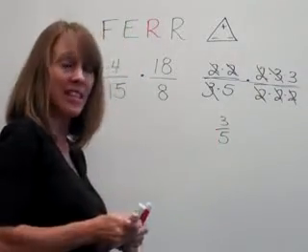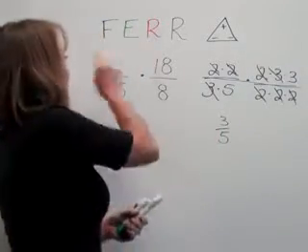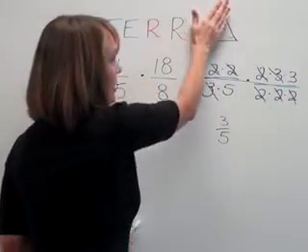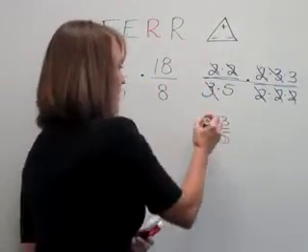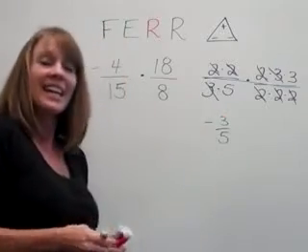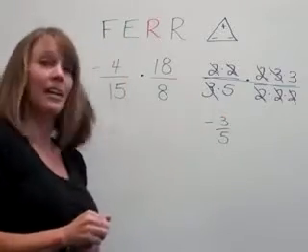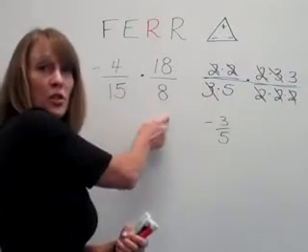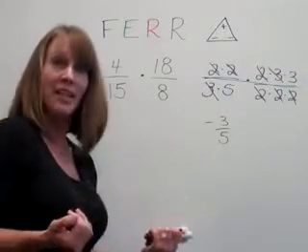The last thing we haven't done is deal with our signs. We have a negative times a positive, so that means my answer is going to be a negative. And we're done. It is exactly like the previous night's homework, except now we have 2 fractions to reduce instead of just 1. And that's it.